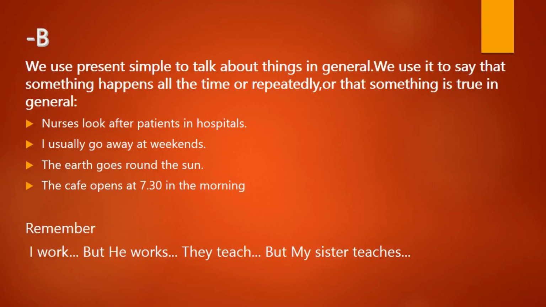We use the present simple to talk about things in general. We use it to say that something happens all the time or repeatedly, or that something is true in general. Here are some examples to understand more clearly.